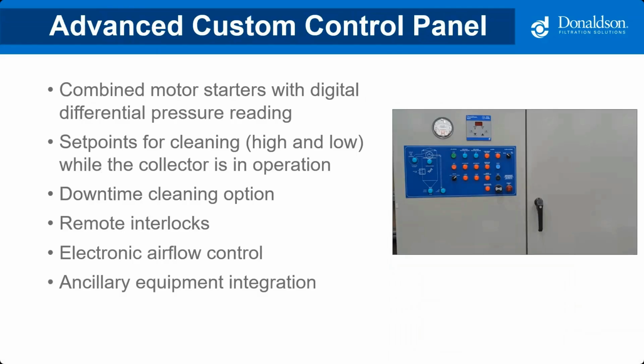Getting into a more advanced custom control panel, in addition to everything we've discussed so far with the basic control panel, this panel allows for things such as remote interlocks and integration of ancillary equipment. Interlocks are very common and are set up so the dust collector will turn on or off with the laser table, since the dust collector only needs to be running when the table is cutting. An advanced custom control panel typically utilizes electronic airflow control instead of manual. And at Donaldson, we strongly recommend using this electronic airflow control alongside a VFD, which we'll discuss shortly.